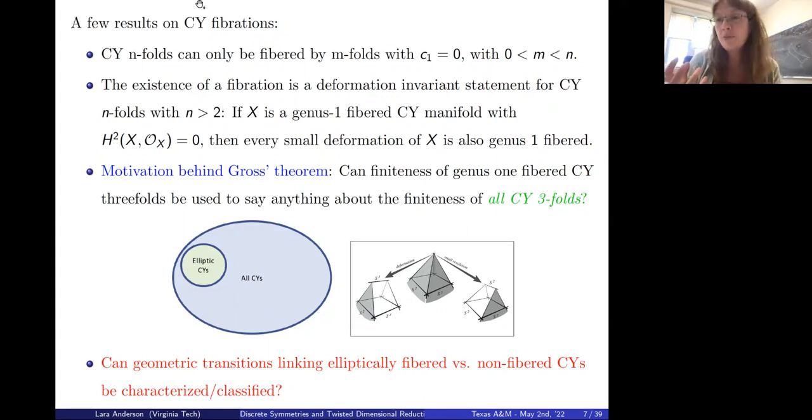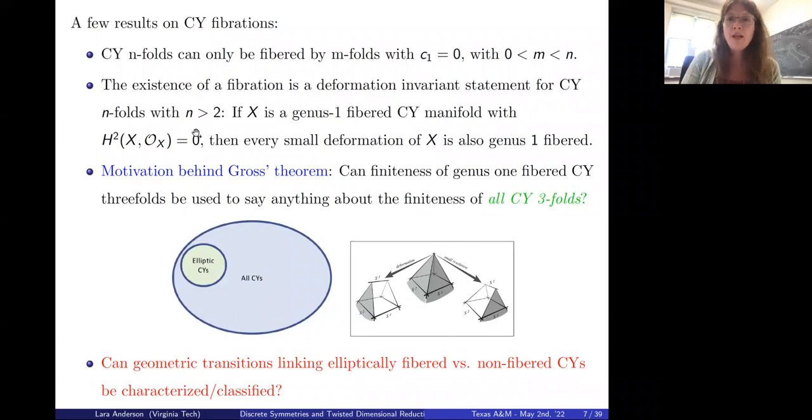So the fact that these fibers have to be constrained in this way is nice. That's very limiting. Also important is that the existence of a fibration is actually a deformation invariant statement for Calabi-Yau n-folds with n bigger than 2. So that means if you find this fibration structure, it's going to be there for every possible value of the moduli of this geometry. It's a sort of built-in topological invariant, doesn't depend on what metric you put on the background.